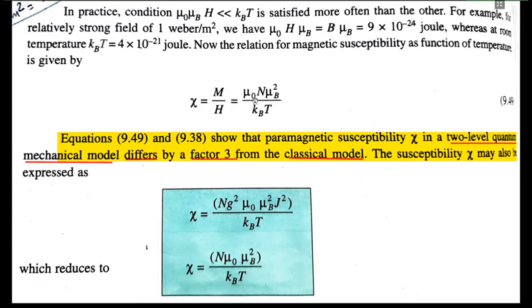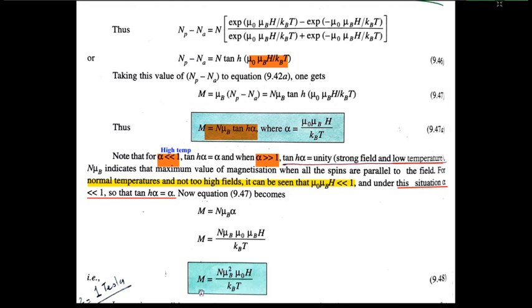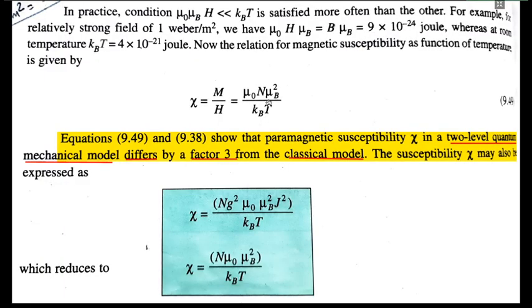And if you bring this H to the bottom of M, it becomes susceptibility. Let me repeat: if this H is taken here, then M by H, that will be your susceptibility. So chi is equal to M by H. It's basically a volume susceptibility, mu_0 mu_B square n upon kT. So you can compare the Langevin functions and the two-stage quantum concept for the solid particle paramagnetism theory. There is a variation of the factor 3.